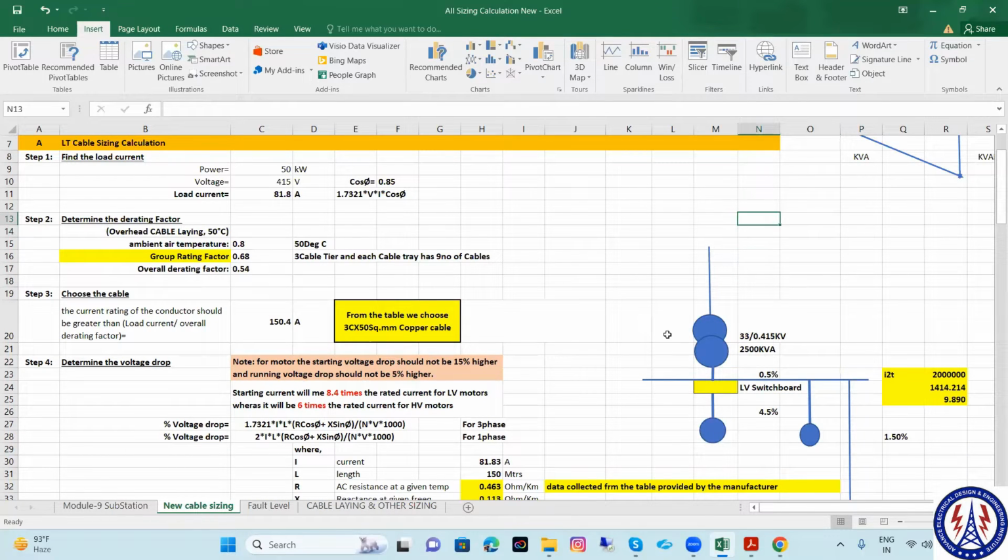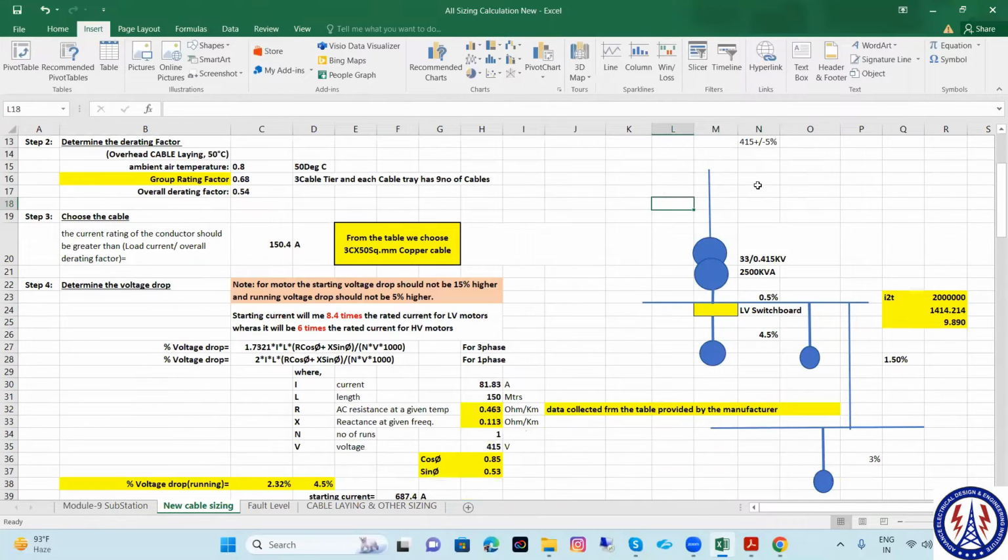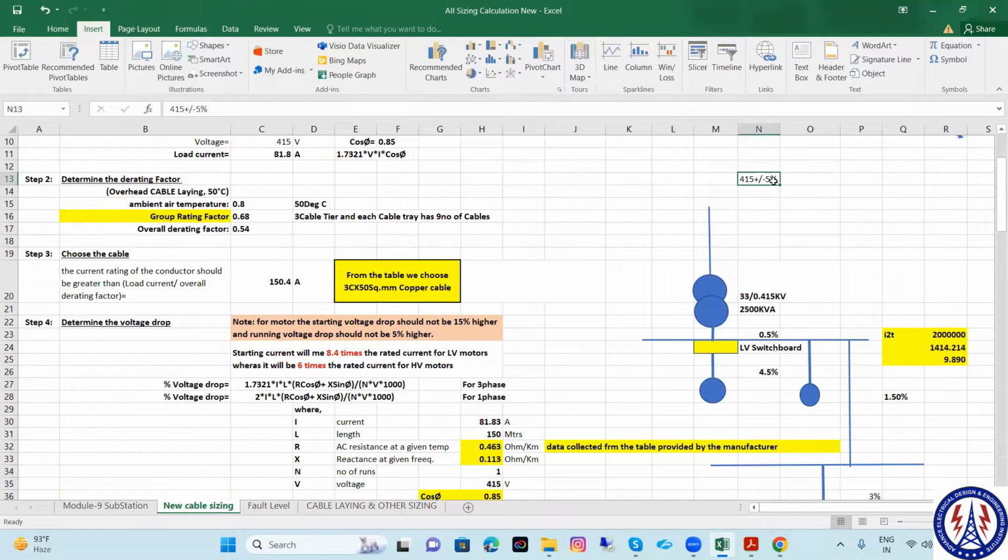You have to first look at your design criteria, what actually the voltage variation is. If your design criteria says 14 plus minus 5%, it means the client is telling us this much is allowed. So the total voltage drop up to the motor will be within this criteria, meaning only 5% you can allow. If your voltage variation is 6%, then you can go for 6%.